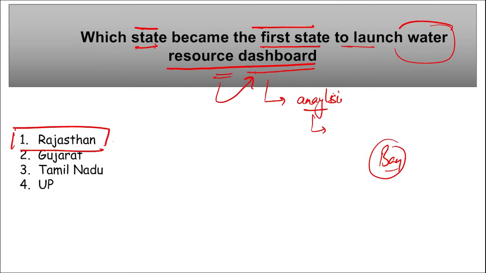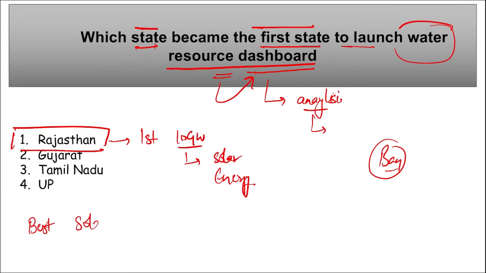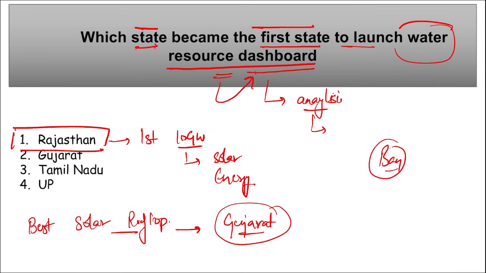Also, if you remember, Rajasthan became the first state to achieve 10 gigawatts of renewable energy through solar energy. And if I ask you which state is performing best in terms of the solar rooftop scheme, it is Gujarat. Next question can be asked: which city in India is facing a water crisis as of now, also known as the Silicon City? It is Bangalore. Correct?